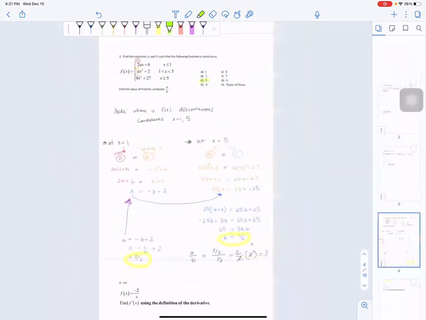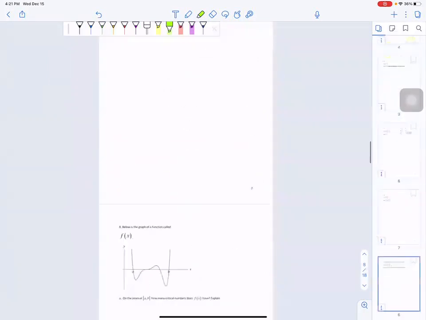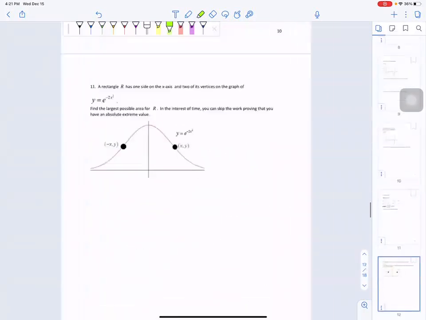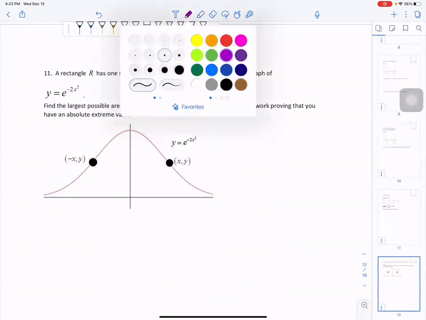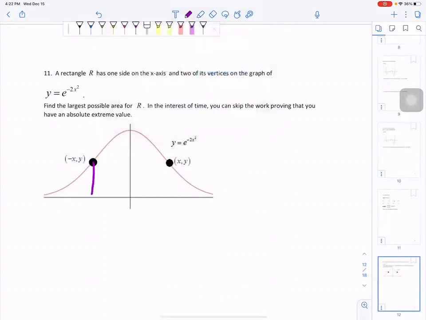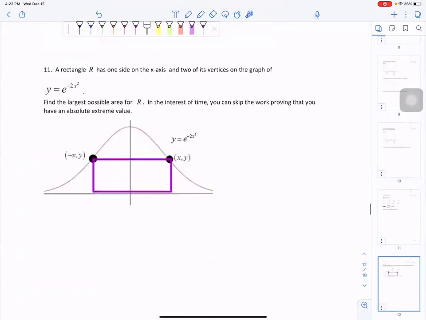Okay. Someone in the chat wanted to know about 11. So, yes, the inscribed rectangle one. Okay, so inscribed rectangle. Let me first draw our nice purple rectangle. It's asking us to find the largest area for this purple rectangle.